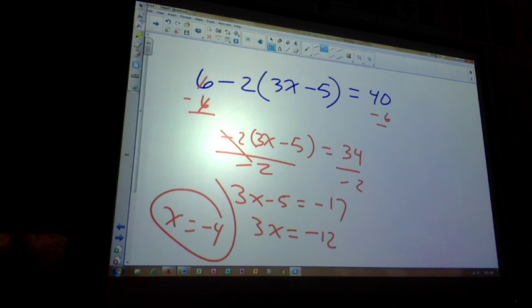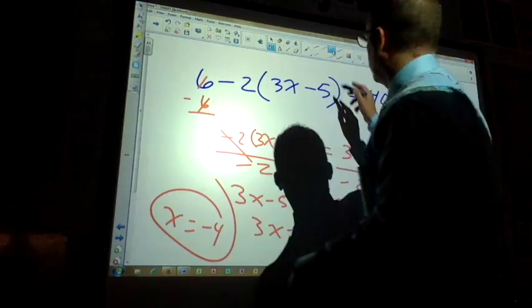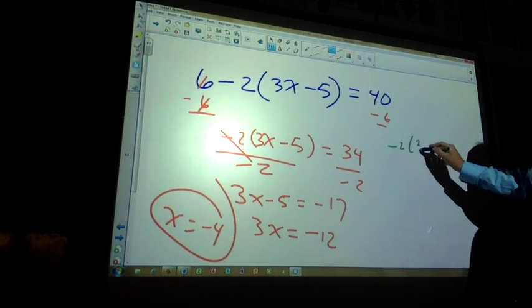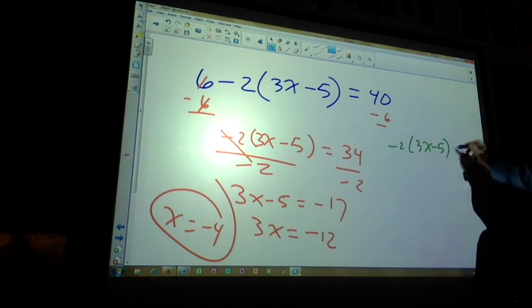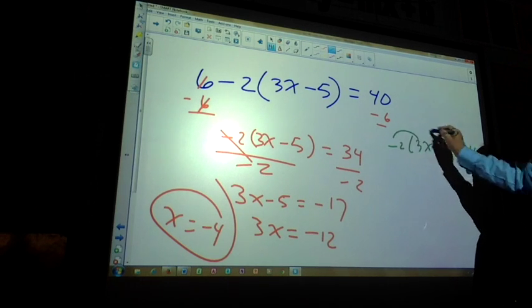Could you do it a different way? Sure. Do you want me to distribute here? Yeah, like if you just take away the 6 first and then you distribute. Distribute it negative. Heck yeah.